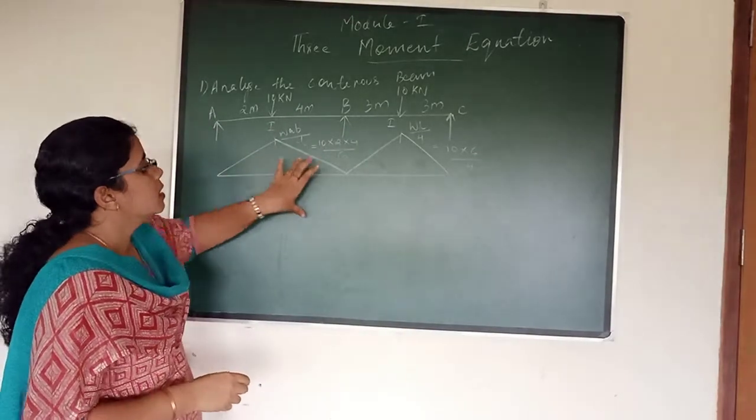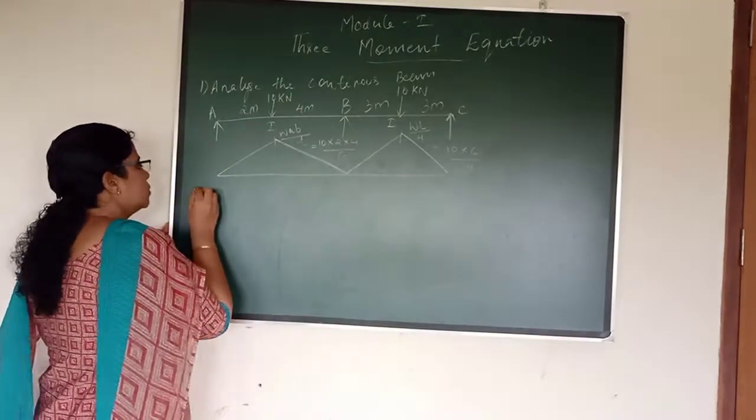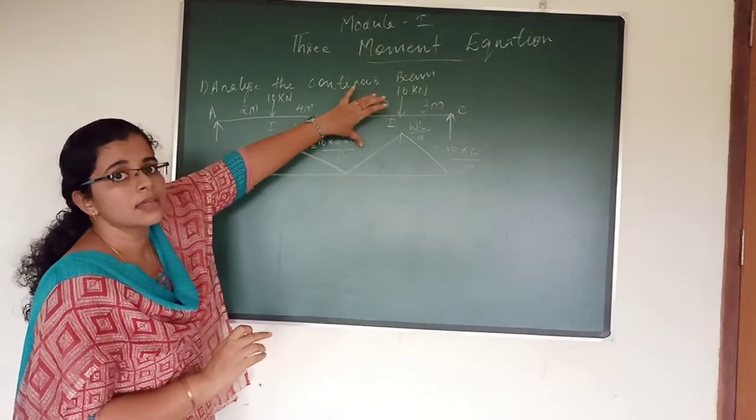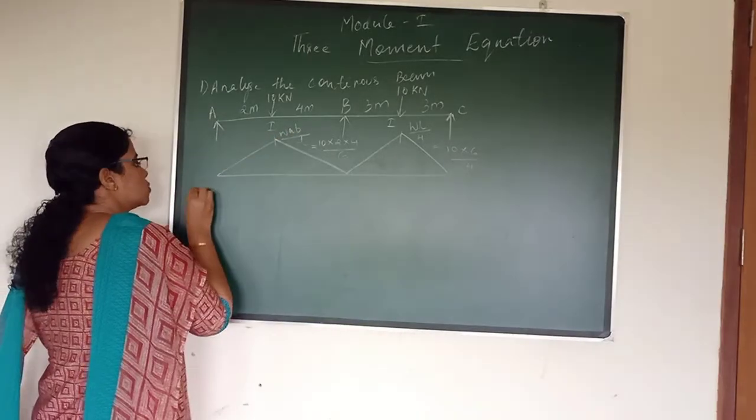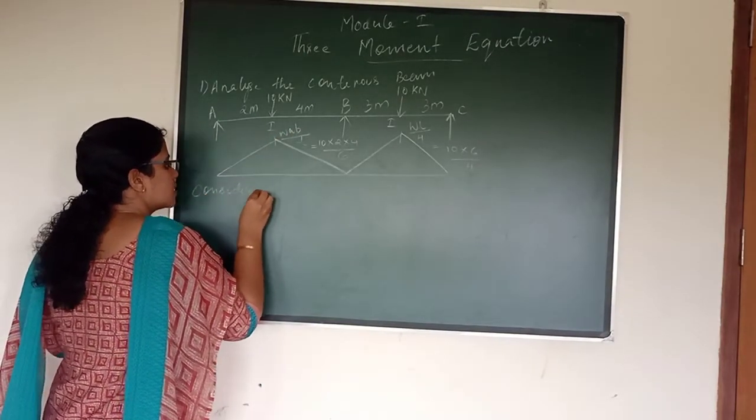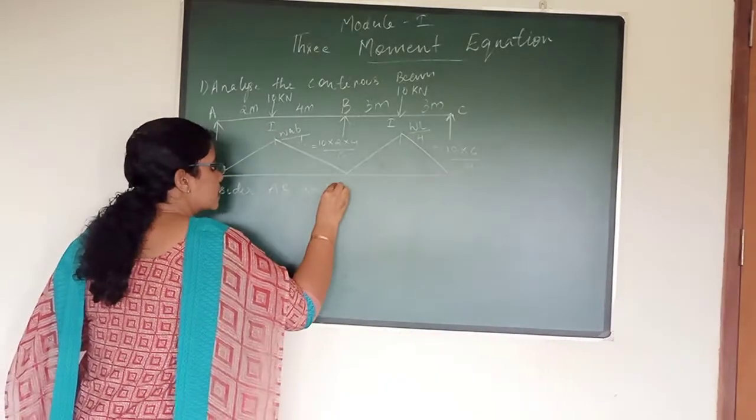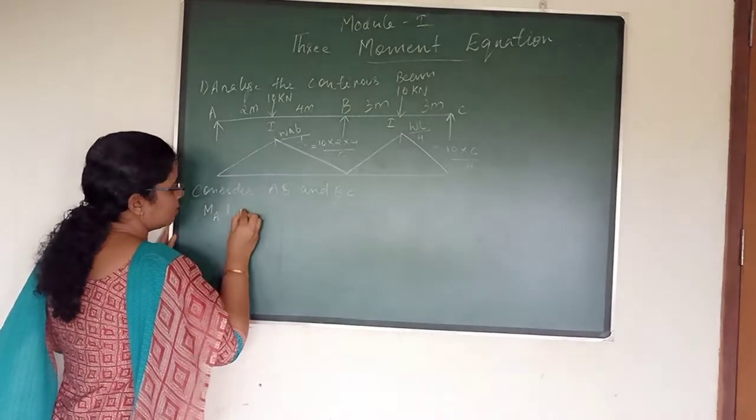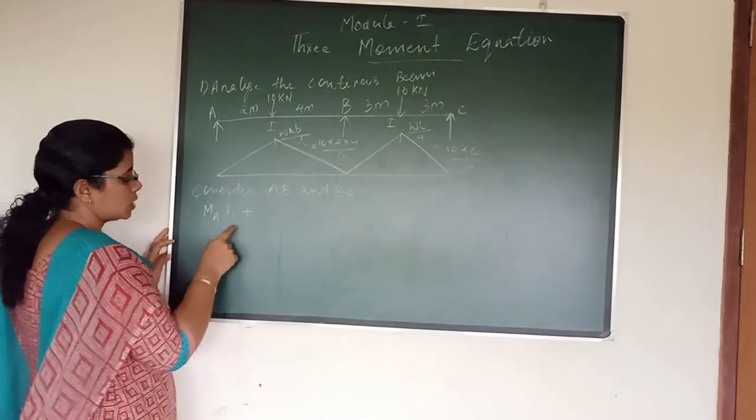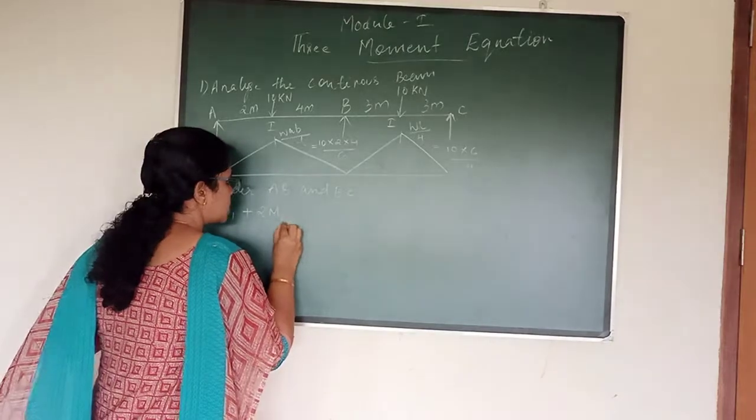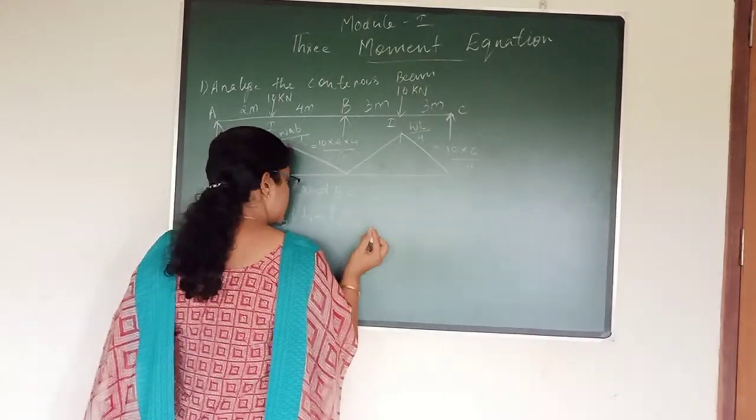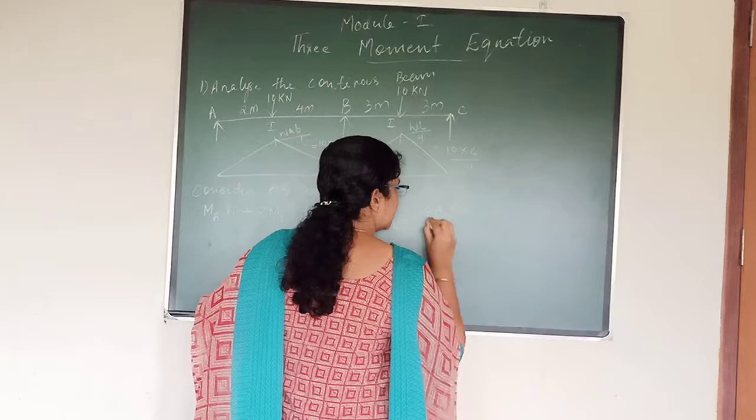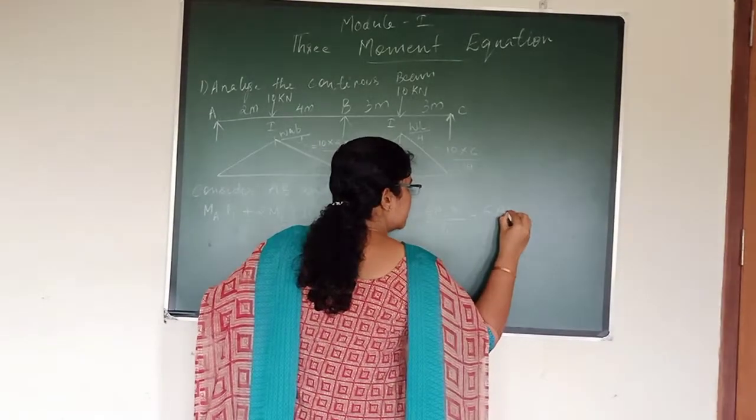After drawing the free moment diagram and finding the maximum value, we need to write the free moment equation. As already explained, two consecutive spans are taken at a time. Here only two consecutive spans are there, so we are considering AB and BC. Now we need to write the equation. The equation is MA into L1, since the moment of inertia value is the same, plus 2MB into L1 plus L2 plus MC into L2 is equal to minus 6 A1 divided by L1 minus A2 divided by L2.